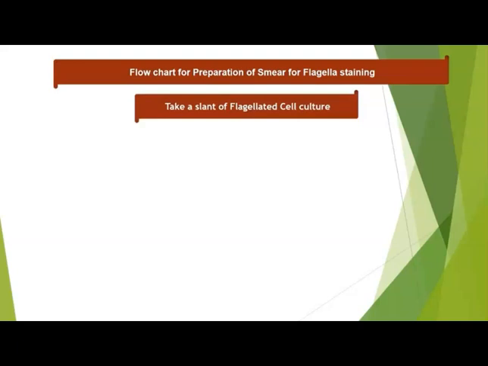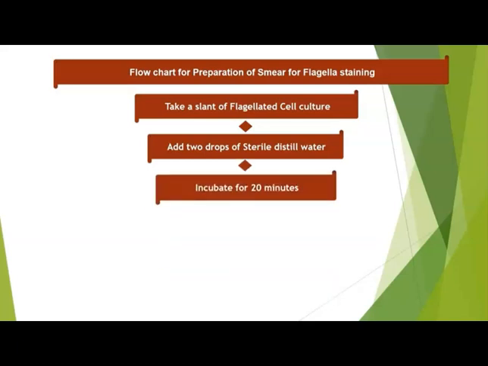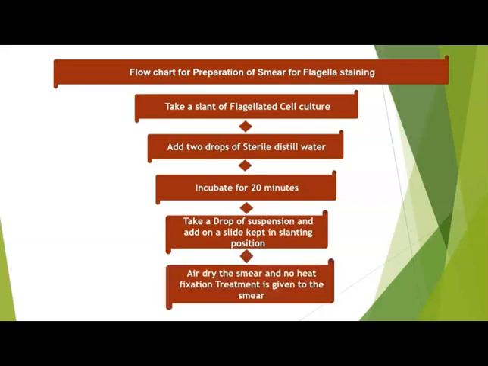First of all, we have to take a slant of flagella cell culture and 2 drops of sterile distilled water. This sterile distilled water we will be adding by using a sterile pipette. After adding sterile distilled water, we have to incubate the slant for 20 minutes. Take a drop of suspension and add on a slide kept in slanting position. We have to air dry the smear and no heat fixation treatment is given to the smear.